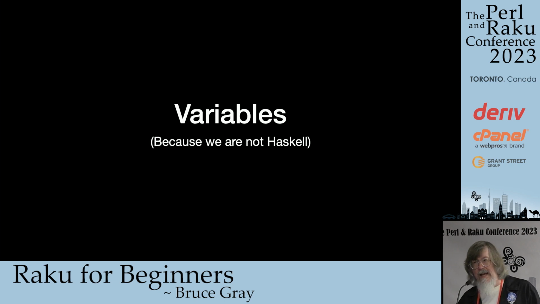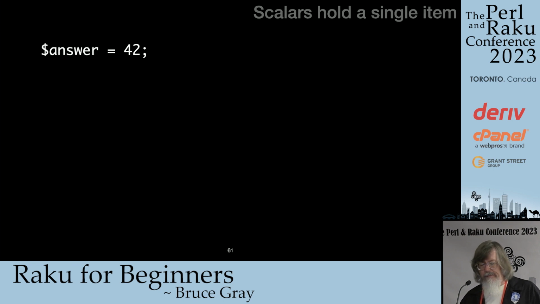Because we are not Haskell, where variables do not vary. A scalar variable holds a single item. We'll be hand-wavy about what an item is for a moment. It has a $ sigil. That's the real term for the symbol that's in front of our variable names, a sigil. So this is a $ sigil, which means it is singular, a scalar.